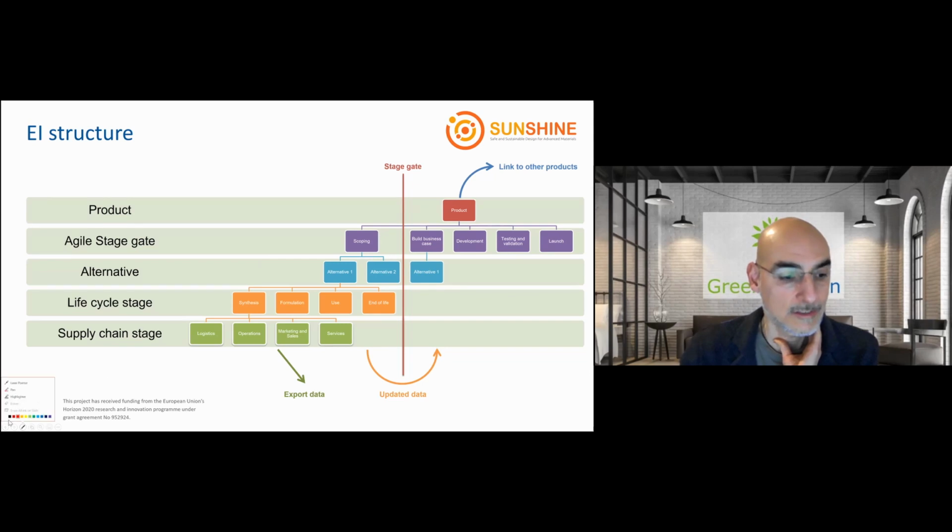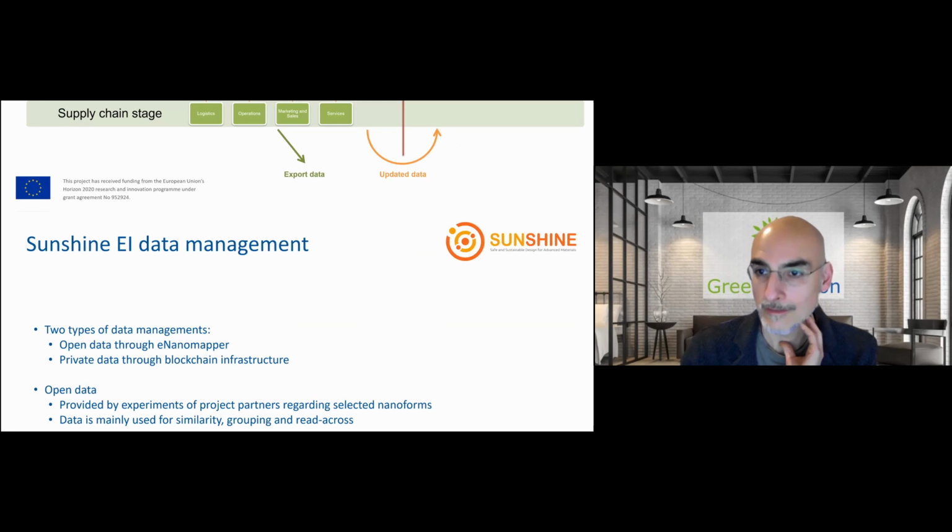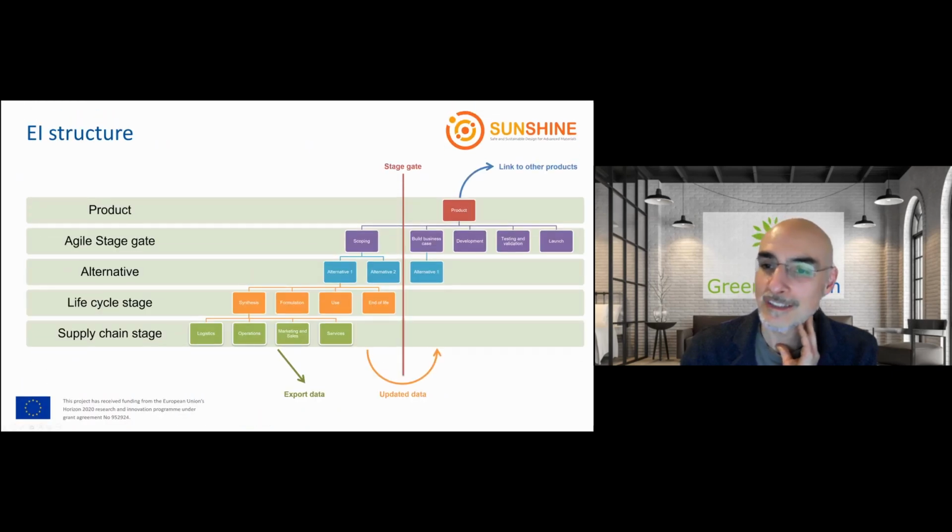Let me check. Okay, so we have a product that is the thing that we are assessing. It can be a nanomaterial or a product containing a nanomaterial. Then we need to specify in which stage we are working. So for example, we are still in the scoping phase.